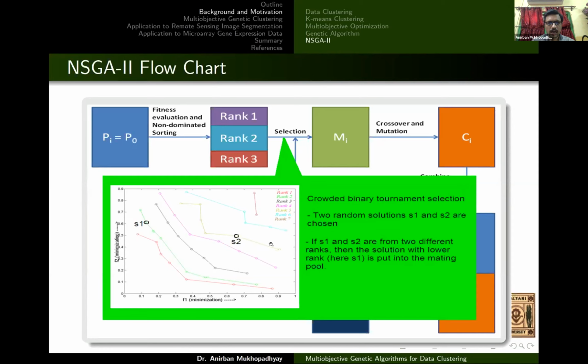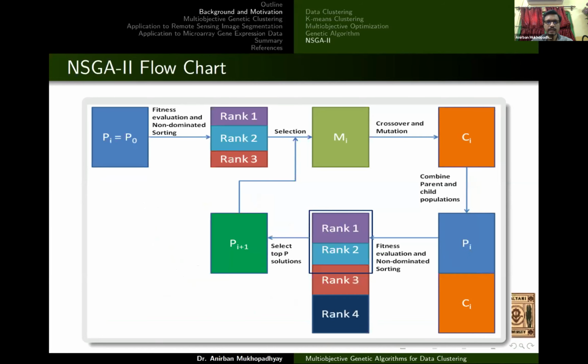But the problem comes when they come from the same rank. Then we use a crowding distance criterion to select the solution which is not crowded by many other solutions in that rank. Because if we lose this solution, we may lose that part of the Pareto front. That's why we prefer the less crowded solution from a particular rank. This is the crowded binary tournament selection, used for creating the mating pool. And then we perform the crossover and mutation.